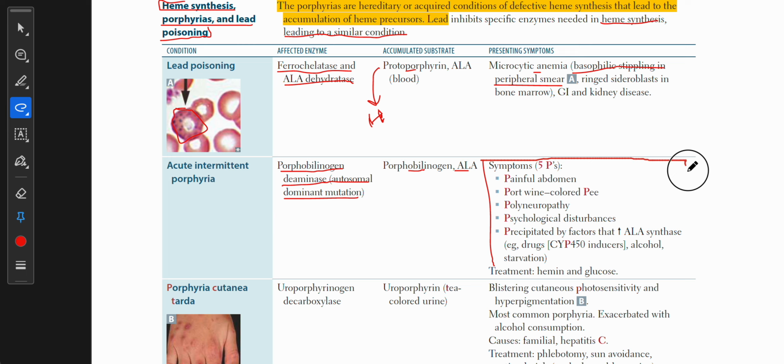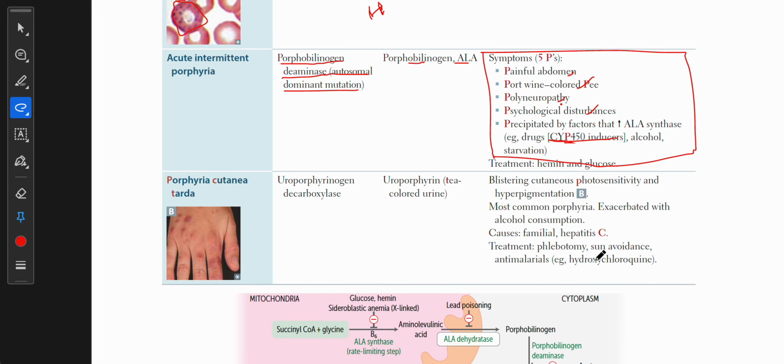Acute intermittent porphyria is a very important topic. So remember, the symptoms are 5 things, 5 Ps. P for painful abdomen, P for port wine colored pee, and then polyneuropathy, psychological disturbances, precipitated by factors that increase ALA synthesis, like drugs, that is CYP 450 inducers, and alcohol, and also starvation. The treatment is hemin and glucose.